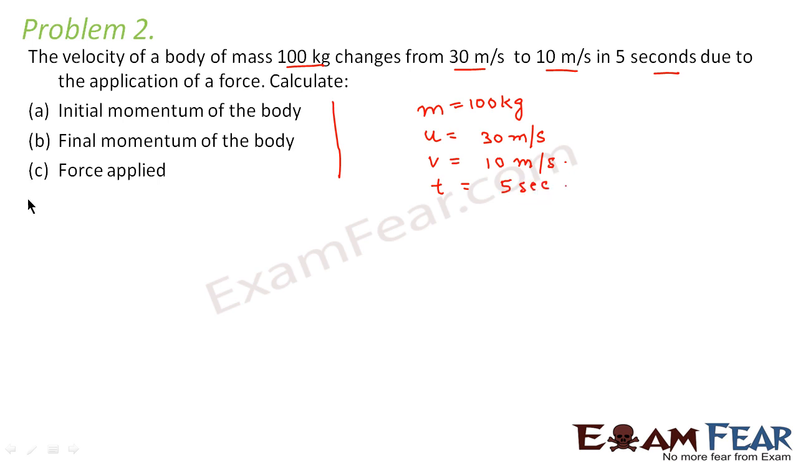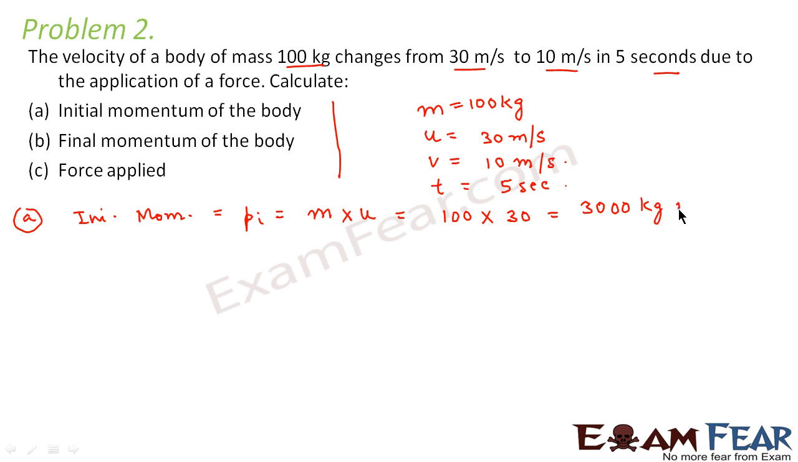Now the question asks to calculate the initial momentum. What would be the initial momentum? Momentum is always equal to mass into velocity. Let us suppose initial momentum is equal to mass into velocity. If it is initial momentum, it has to be initial velocity. So mass is 100 kg, initial velocity is 30 meter per second. So this would be 3000 kg meter per second.